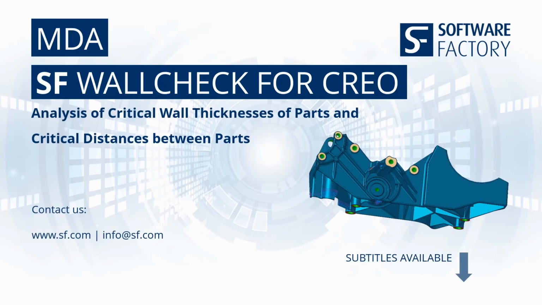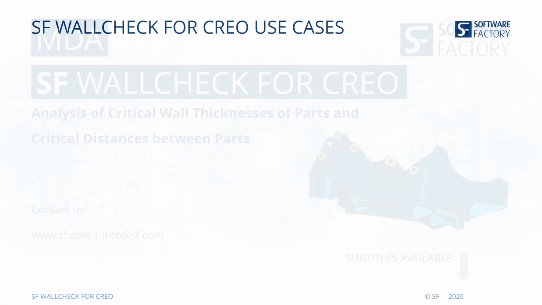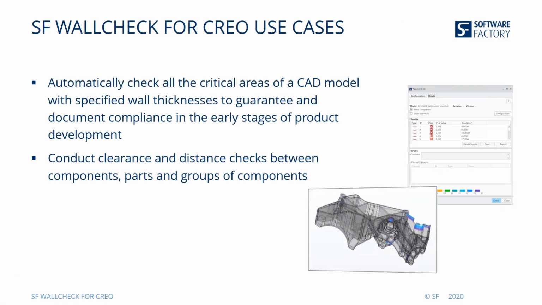Welcome! In this video we will introduce you to the Creo Add-On application SF WALLCHECK for Creo, which improves the data quality of your CAD data through the automated check of wall thicknesses and clearances between parts in your Creo models. Using SF WALLCHECK, you can perform fully automated checks of critical areas of a CAD model wherever wall thicknesses are specified in the model.